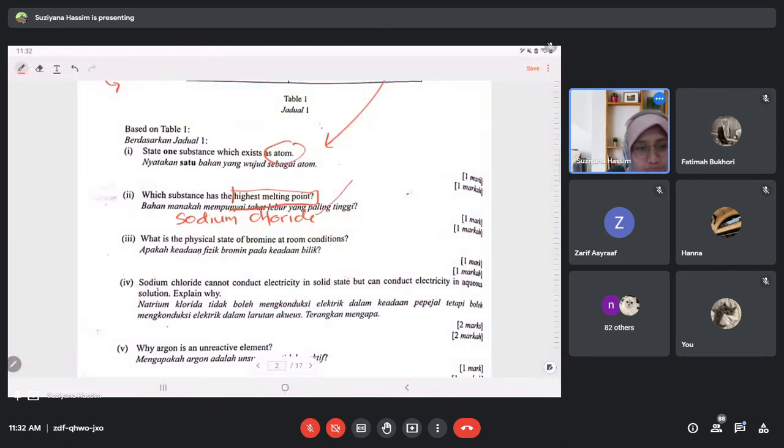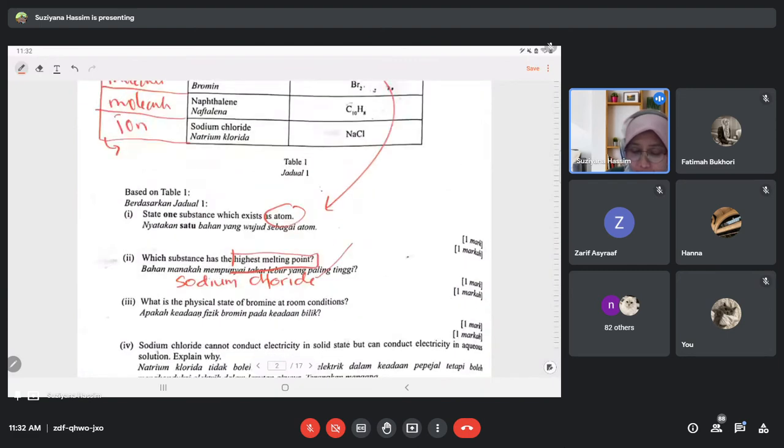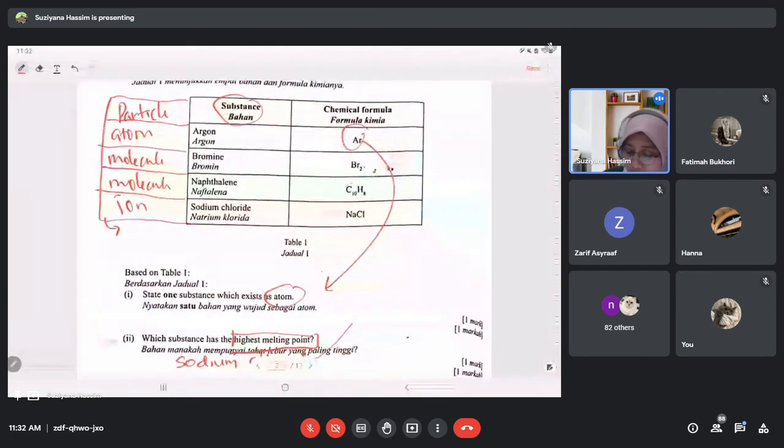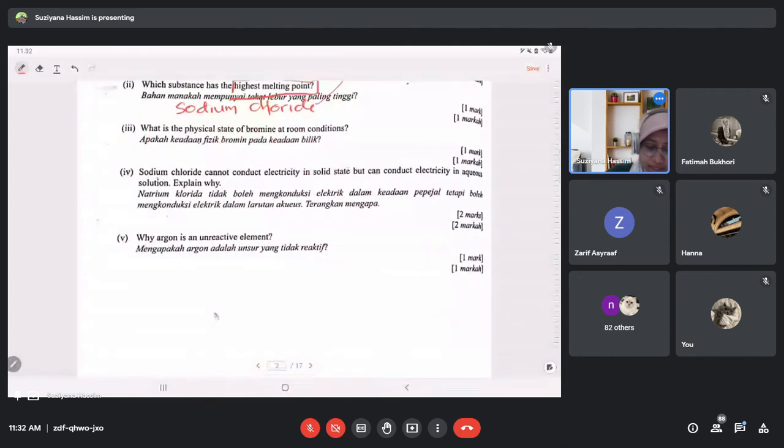Okay, what is the physical state of bromine at room condition? Bromine is group 17, halogen, group 17. So, bromine is a liquid. So, the answer is liquid.